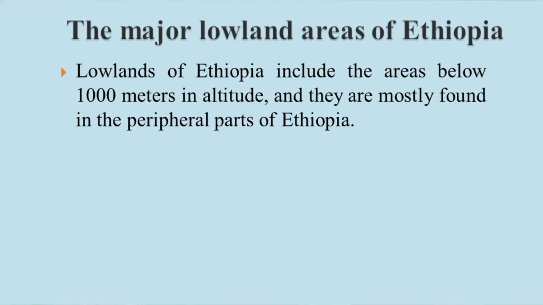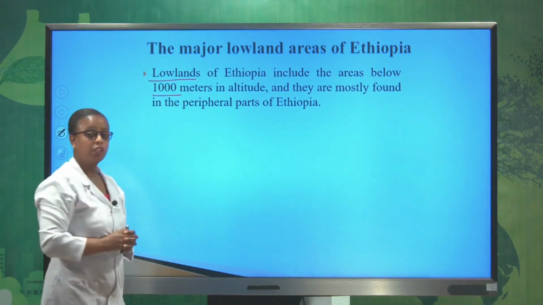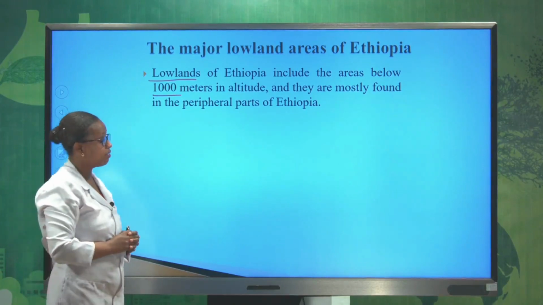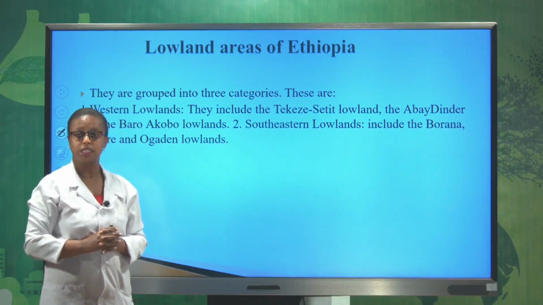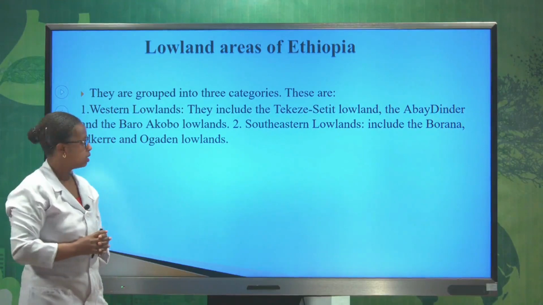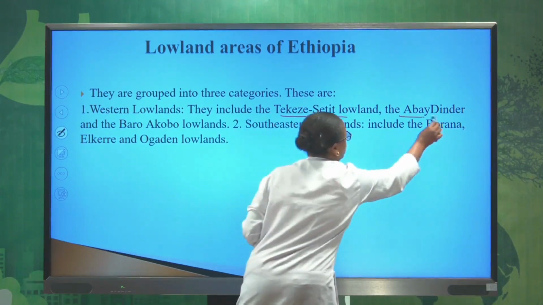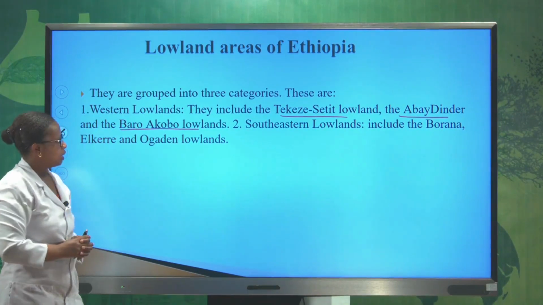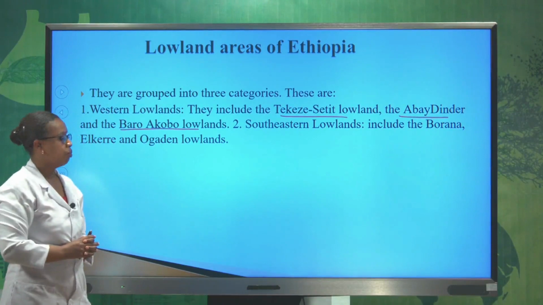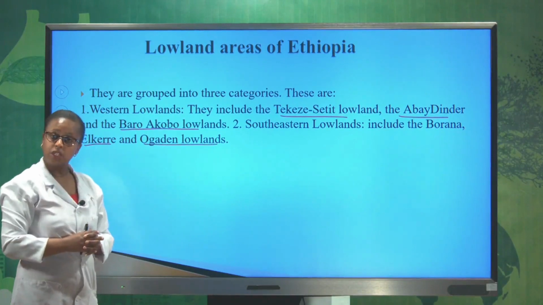Let us proceed to the major lowlands of Ethiopia. Places or areas below 1000 meters are considered lowlands. In Ethiopia, most of the lowlands are found in the peripheral part of the country. The lowlands of Ethiopia are classified into 3. These are the western lowlands, which include Tekkeze Satit lowlands, Abai Dinder lowlands, and Baro Akobo lowlands. The southeastern lowlands include Borana, Erkale, and Ogaden lowlands, which are the major lowlands of Ethiopia.